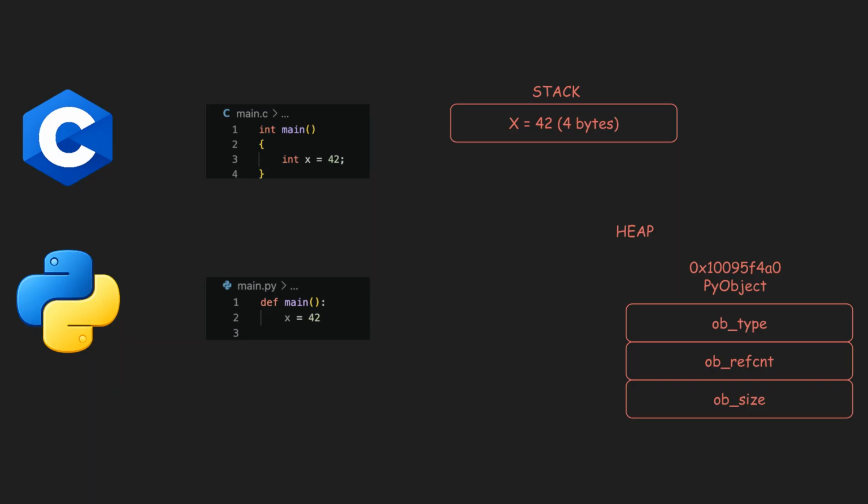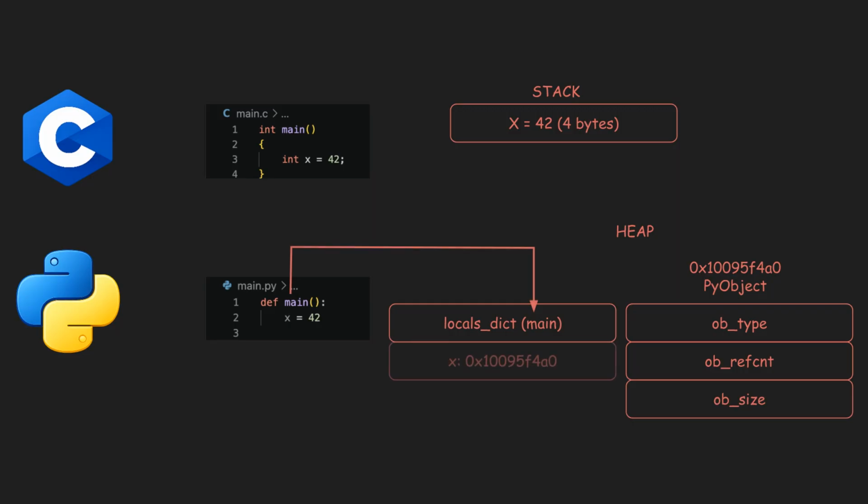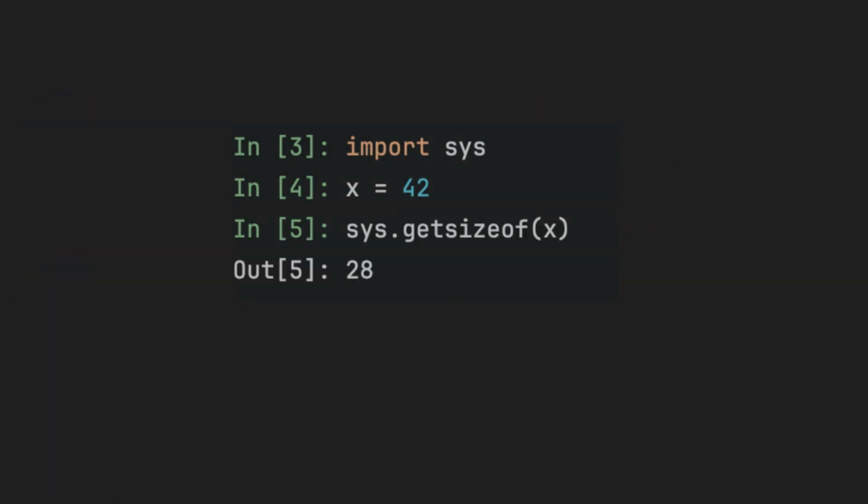It also maintains a local namespace for every function that maps the variable name you declared to the address of the object on the heap. Because of all this extra metadata, a Python integer occupies much more memory than a native C integer. In fact, if you check the size of the same integer value, it's 7 times larger than its C counterpart. That's the fee Python charges to give you tremendous flexibility.